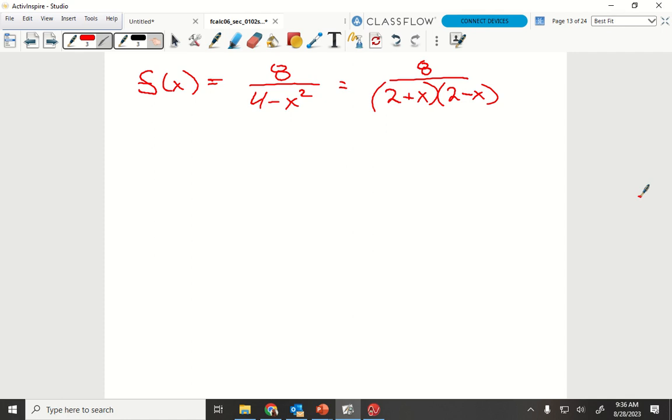Now, there is a rule in math. You will get an asymptote or undefined when? When is it undefined? When the bottom is 0, the denominator is 0.